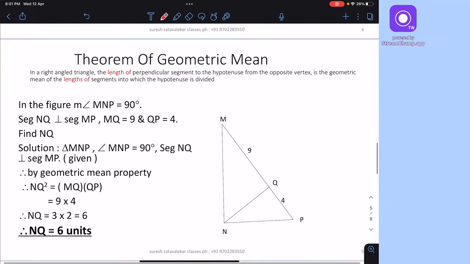Now here also you'll find that in the figure, measure angle MNP is 90. Seg NQ is perpendicular to seg MP. This is perpendicular. MQ is given as 9, and QP is given as 4. You are asked to find NQ.